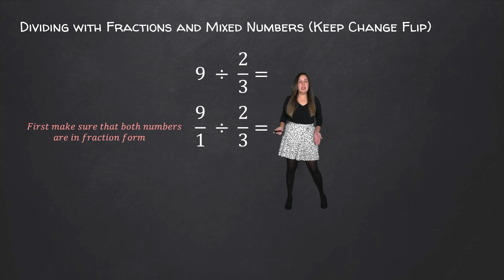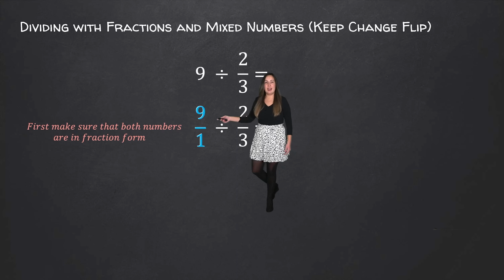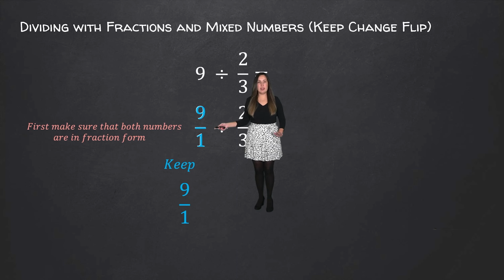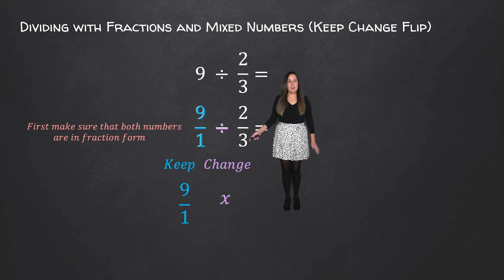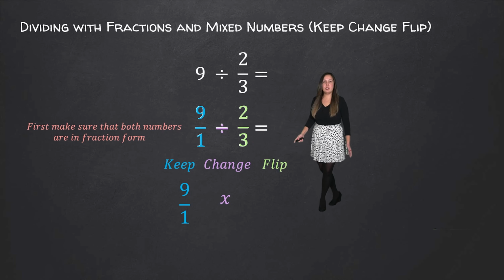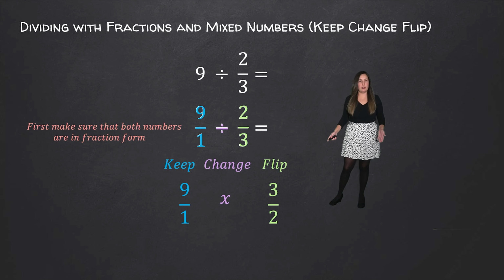Then we do keep, change, flip to help us divide. So for keep, we're going to go ahead and keep 9 over 1 just the way it is. We're going to change the division operation to multiplication, and then we're going to flip this fraction, which essentially means we're finding the reciprocal of 2/3, which is 3 over 2. And then we're going to go ahead and multiply normally.